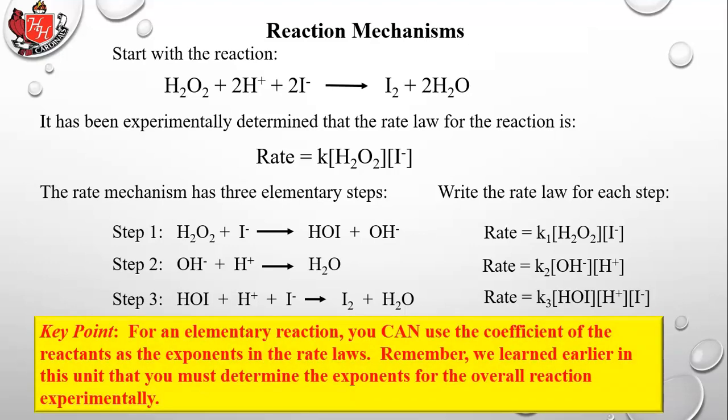So this is a key point. For an elementary reaction, that's steps 1, 2, and 3, you can use the coefficients of the reactants as the exponents in the rate law. Remember, we learned earlier in this unit that you must determine the exponents for the overall reaction experimentally. That's what we did in the very first lesson, and you would have to do it that way for the overall reaction up at the very top. But when you have elementary steps, you can use the coefficients as exponents. You don't need to understand exactly why that is, but it is true.